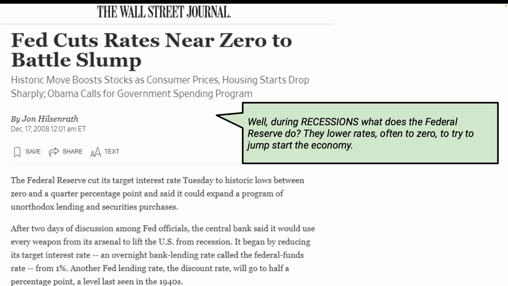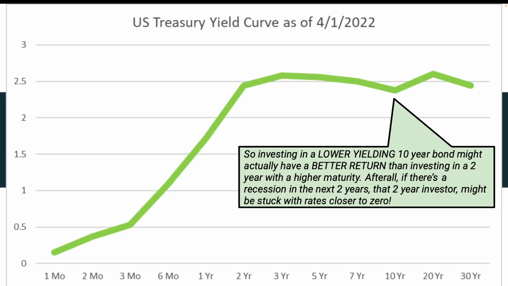Now, why might this happen? If you go back to prior recessions, what does the Federal Reserve do? They lower rates, often to zero, to try to jumpstart the economy. So investing in a lower yielding 10-year bond might actually have a better return than investing in a 2-year bond, which has a higher return, let's say, for the next 2 years, because in that time period, you might have a recession, let's say, in the next 2+ years, and that 2-year bondholder might then be stuck with rates much closer to zero as the Federal Reserve is forced to respond to this.